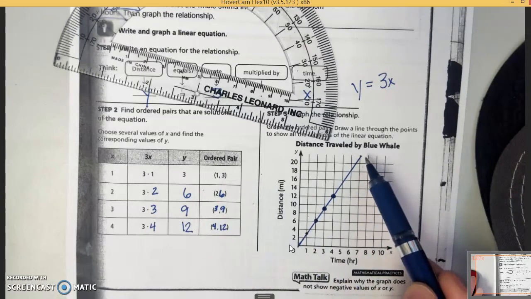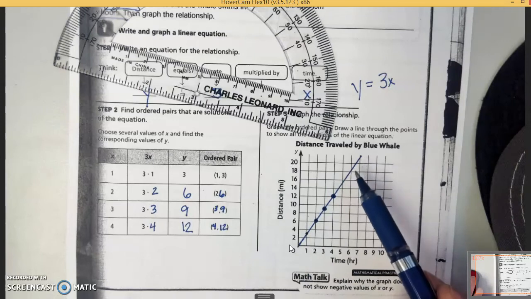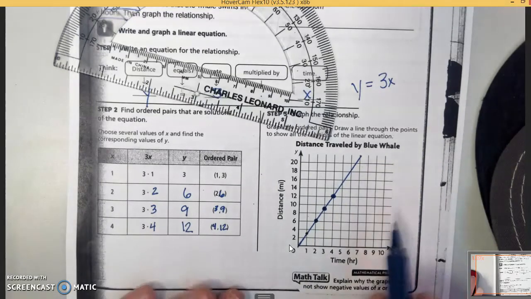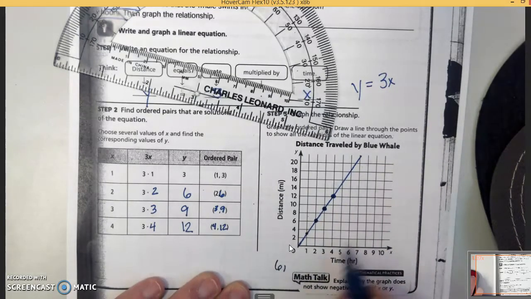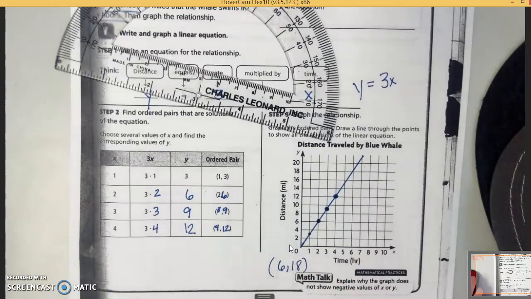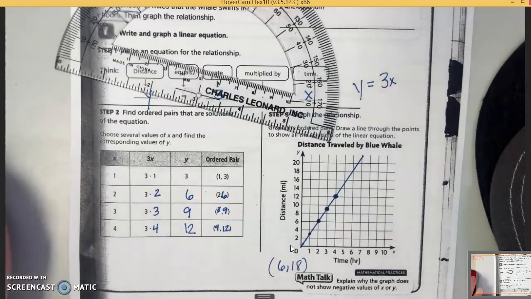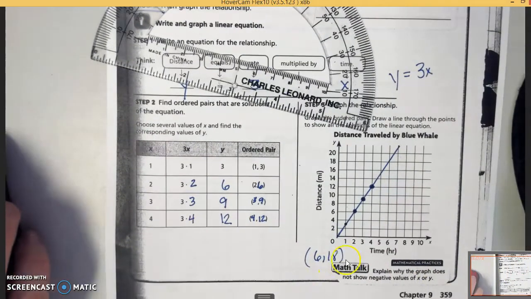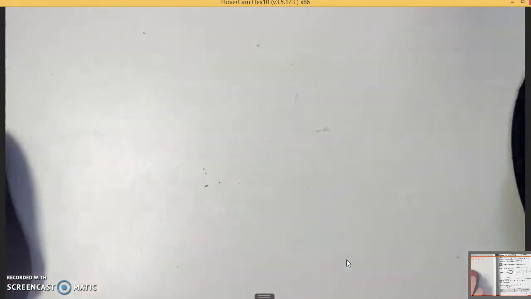And what that means is that any point that would lie on here could be a solution. So even if we had 6 for x and 18 for y, that could be a solution also. So anything that would fall on that line. So make sure you just draw your line to cover the entire graph. You see how I did that? Okay. All right, let's go to the next page.